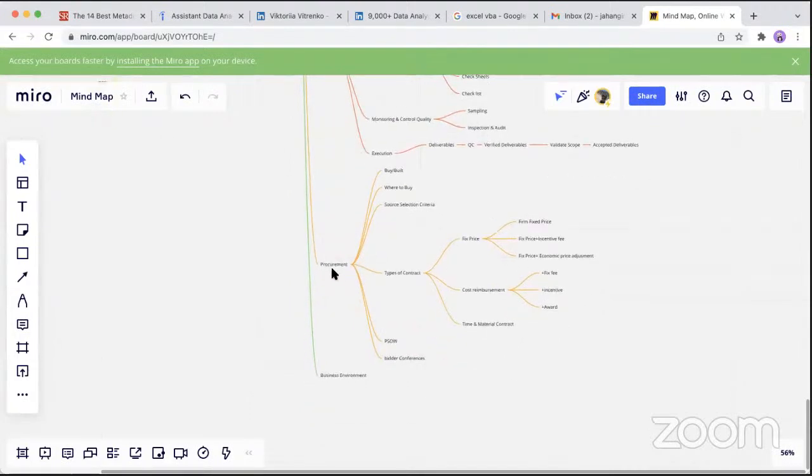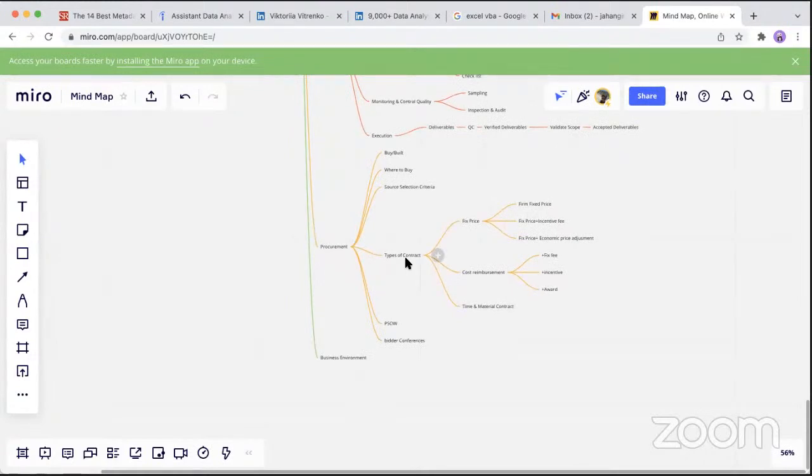And the other topic relates to procurement. In procurement, we first make the make-or-buy analysis, then decide where to buy, and set source selection criteria. In source selection, we choose contract types. Those are fixed price, which includes firm fixed price, fixed price plus incentive fee, and fixed price plus economic price adjustment, used where we have long-term projects. The other one is cost reimbursement. In cost reimbursement, we have cost plus fixed fee, cost plus incentive fee, and cost plus award fee. And the other type of contract is time and material.